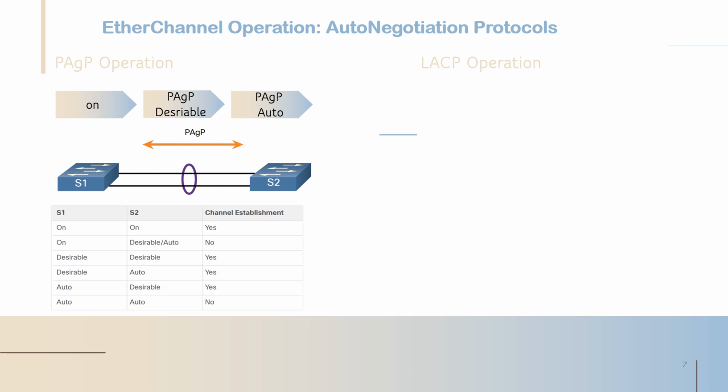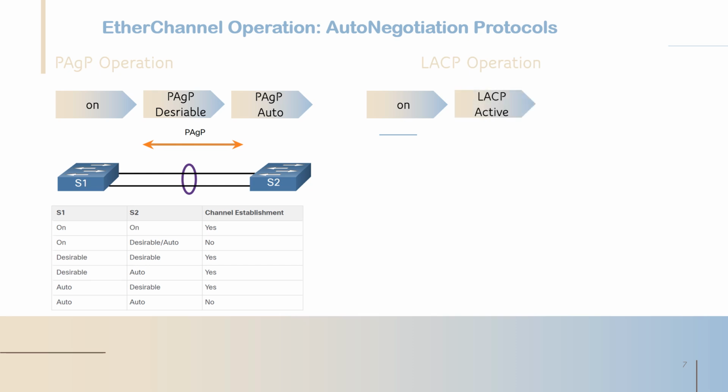LACP provides the same negotiation benefits as PAgP, and helps create the EtherChannel links by detecting the configuration of each side and making sure that they are compatible, so that the EtherChannel link can be enabled when needed. The modes for LACP are on, which means that the mode forces the interface to channel without LACP. Interfaces configured in on mode do not exchange LACP packets.